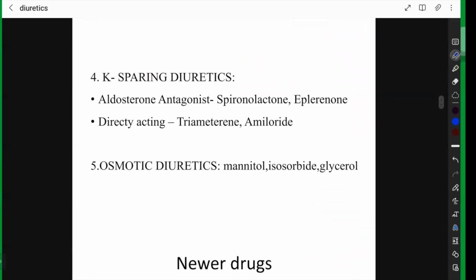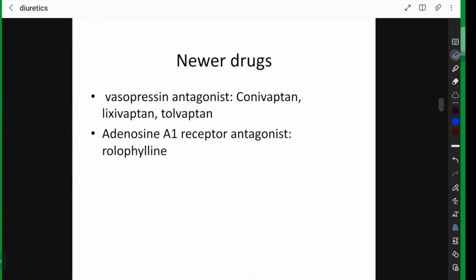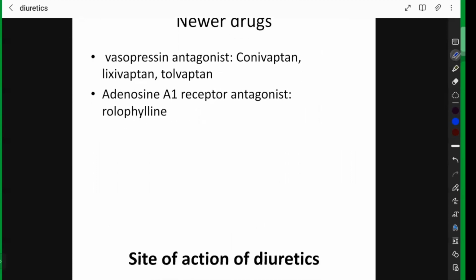Potassium sparing diuretics spare potassium. I will tell you the reason why in the subsequent sessions. Examples of potassium sparing diuretics: aldosterone antagonists, spironolactone and eplerenone, and directly acting ones, triamterene and amiloride. The osmotic diuretic examples are mannitol, isosorbide and glycerol. You have the newer drugs: vasopressin antagonists, that is conivaptan, the Vaptan group of drugs, and adenosine A1 receptor antagonist, that is rolofylline.